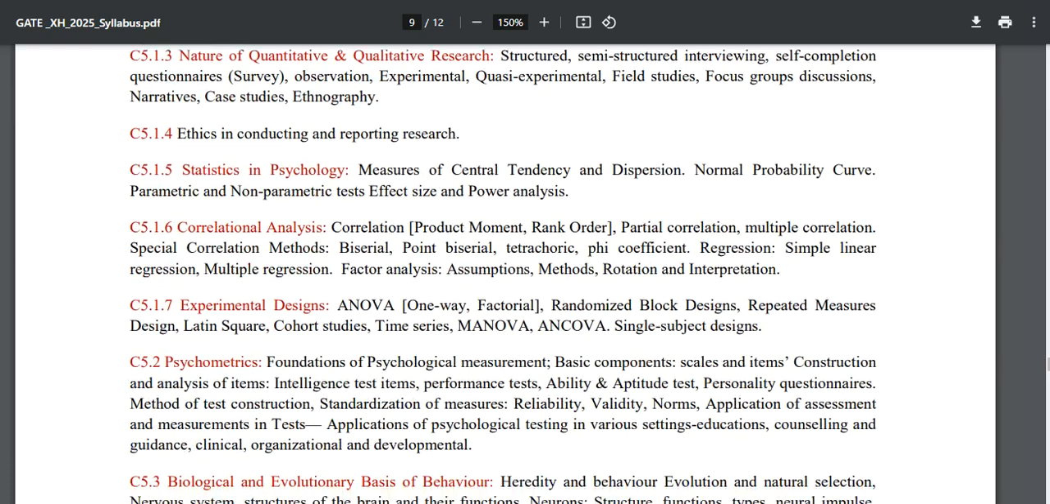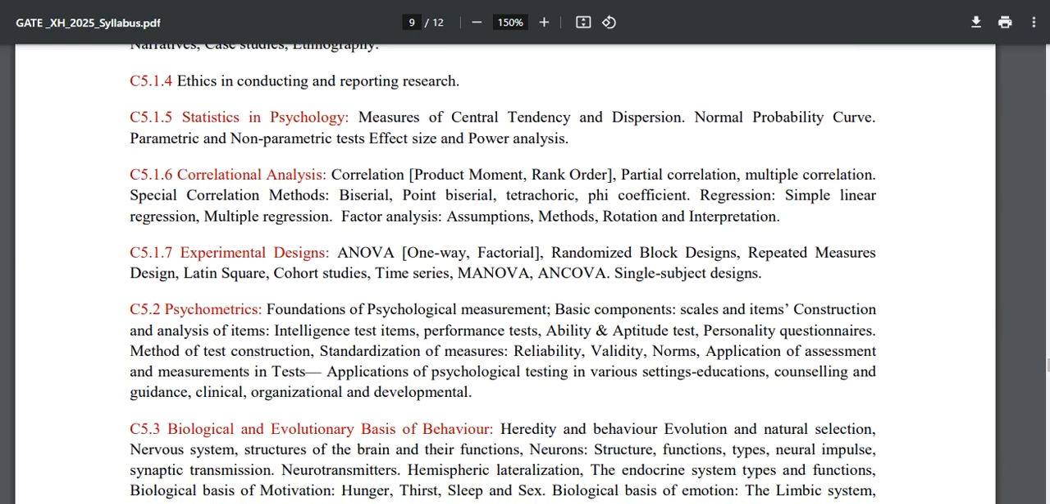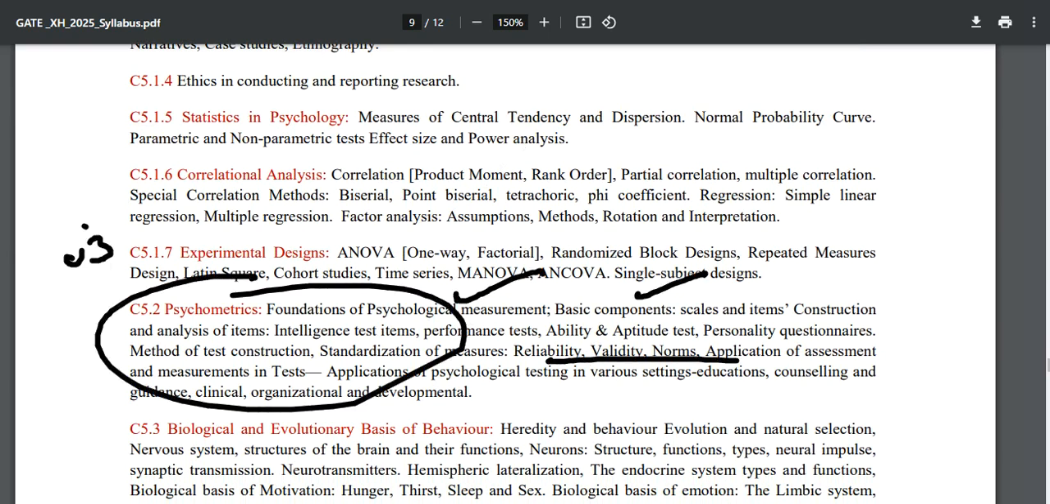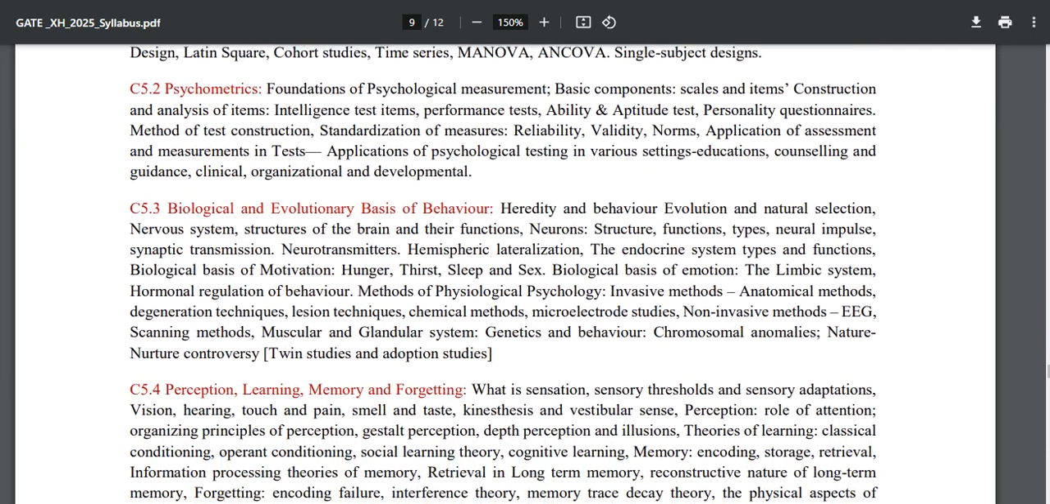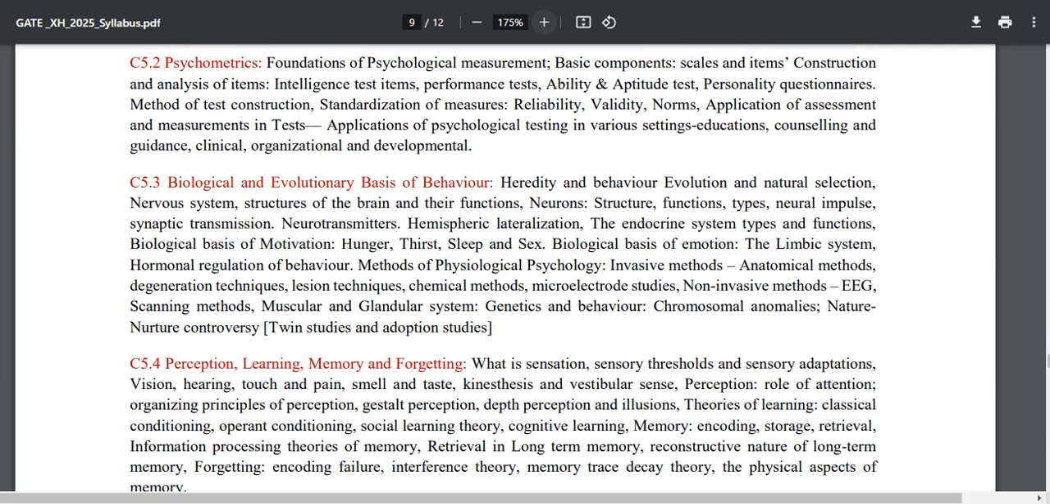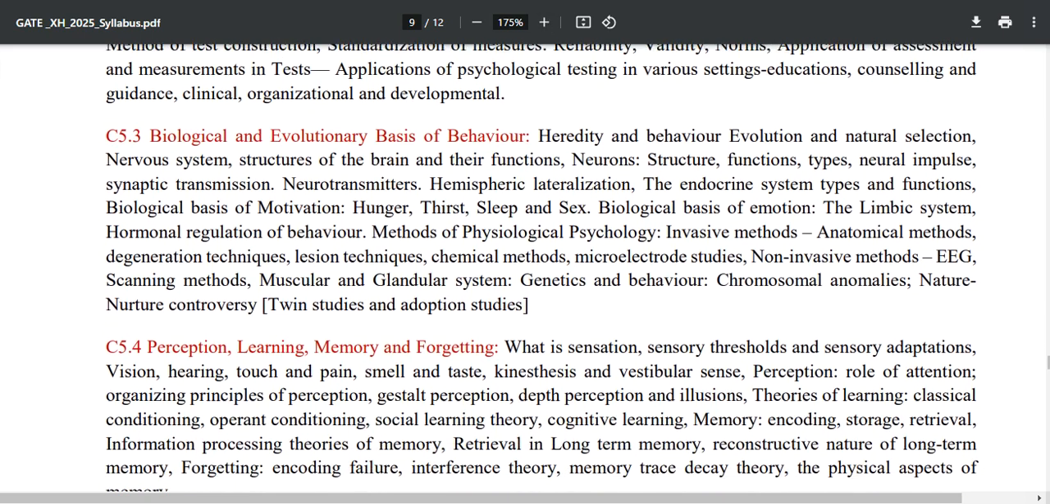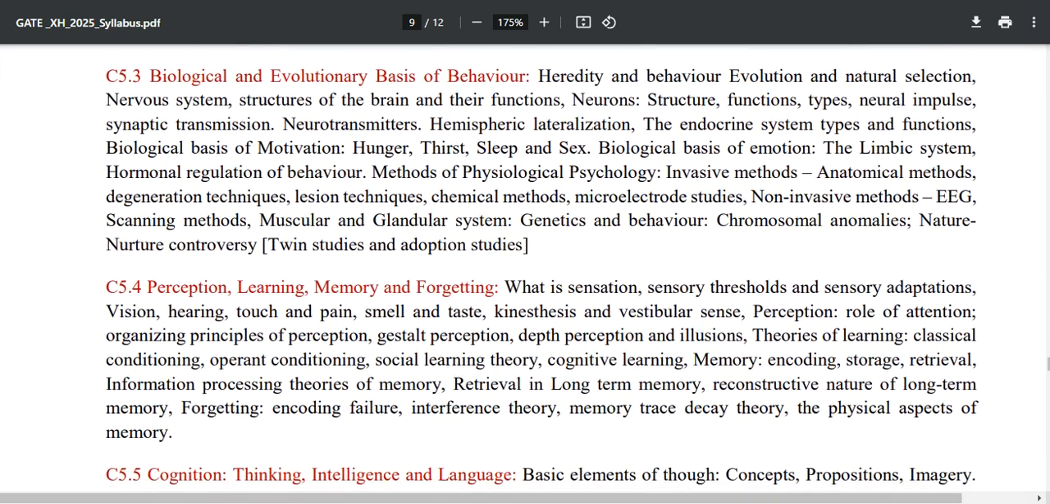Okay, so make sure that you clear all of this, and this is the psychometrics part. This is measurement, aptitude tests. This is your unit number 3 going on over here. C5.2, this is your unit number 3 of UGC NET. So if you align your preparation with UGC NET, it will be easier because the books you have to follow are the same for UGC NET as well as GATE.